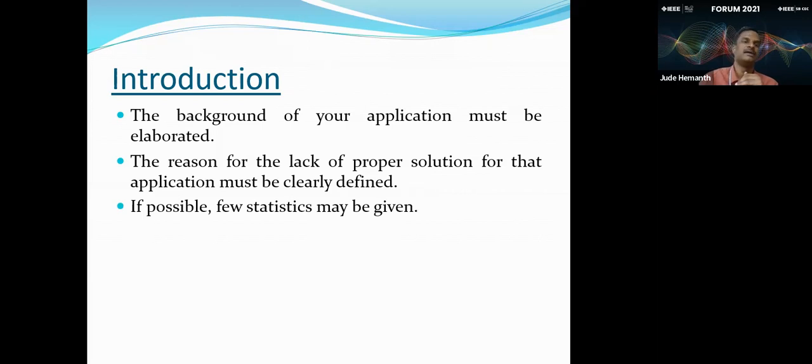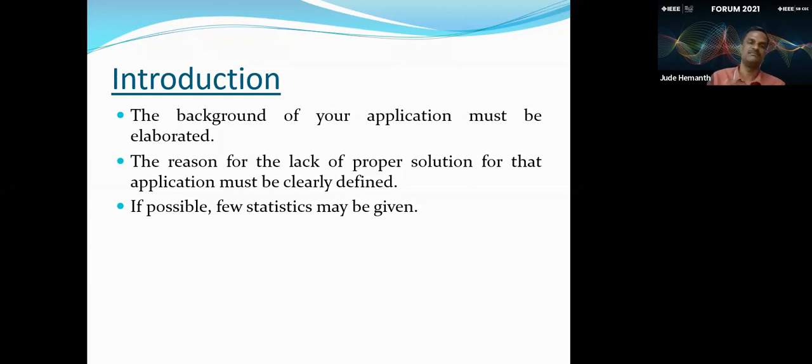Along with that, the reason for the lack of a proper solution for that application must be clearly defined. This is the second paragraph. You have given it in 2 lines or 1 line in your abstract, right? Maybe the problem statement and the lack of a proper solution. Now you are going to elaborate on that. It has so many complexities. The computing power requirement is very high, but currently in India or in other countries, we do not have any proper systems. So when you talk about the lack of a proper solution, he will know the need for your research. From the first paragraph, he will know the need for the application.